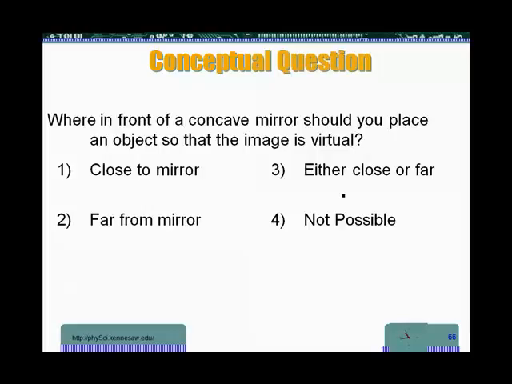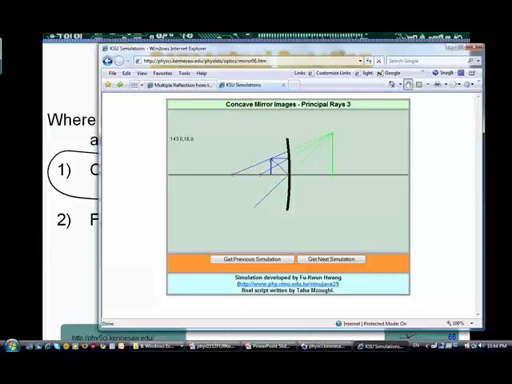So where in front of a concave mirror would you place an object so that the image is virtual? Close to the mirror, far from the mirror, either close or far, or not possible. It is close to the mirror. We just saw it in the simulation. When your object is so close, that's when the image is behind the mirror, making it virtual.